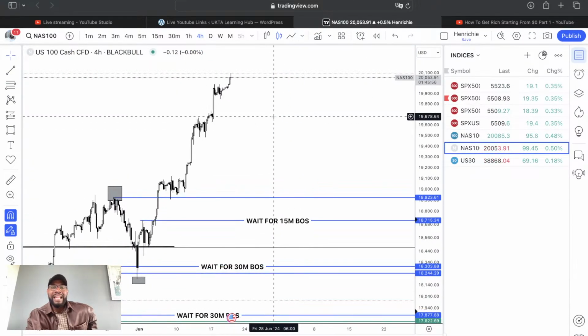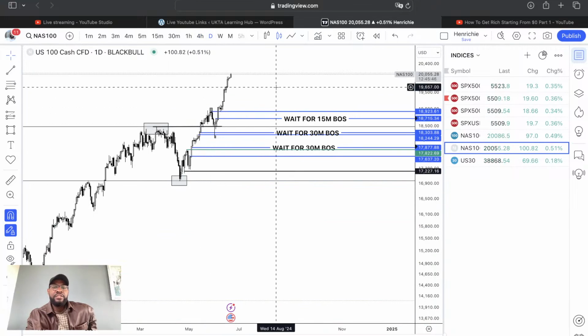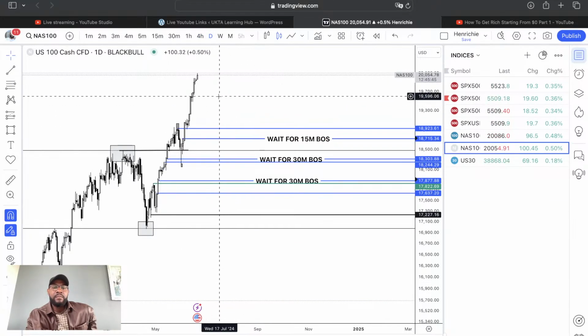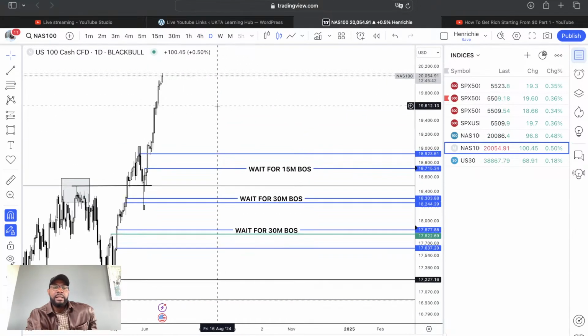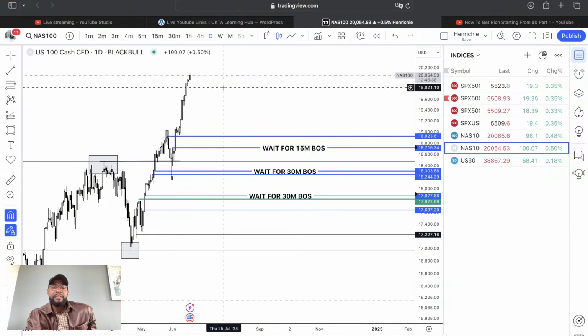So far for NAS 100, there's absolutely nothing to trade right here. I'm not putting my money on the line on this one. It's just been expanding really well. And if we had held on to that trade we got into from here, we would have been up over 20% on just one setup.